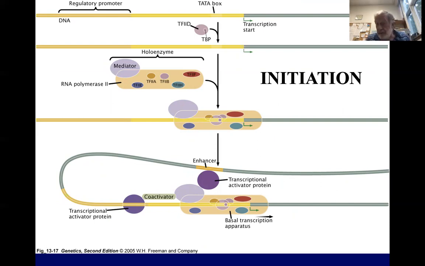So there's many, many of them. And then you can see at the bottom there an enhancer that causes the DNA to bend around. Special transcription factors bind to the enhancer, and basal transcription factors bind to the RNA polymerase and associated core promoter regions.